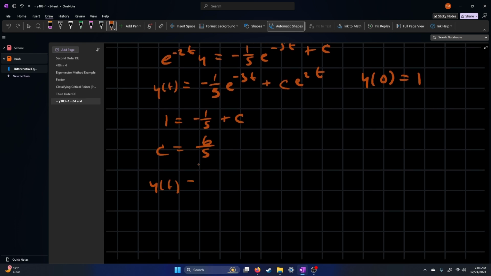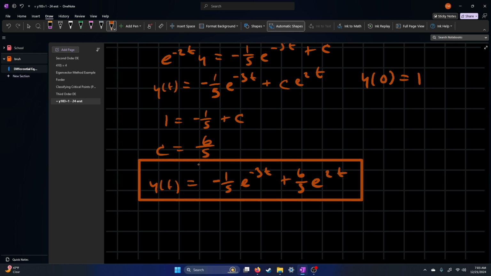Therefore, the solution to this equation is negative 1/5 e to the negative 3t plus 6/5 e to the 2t. That is the solution.